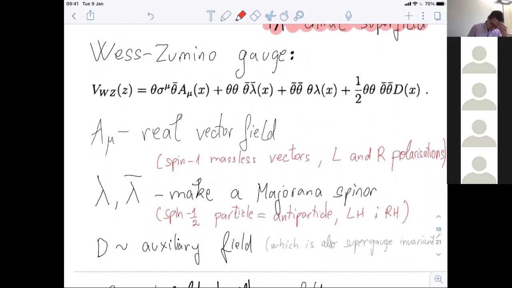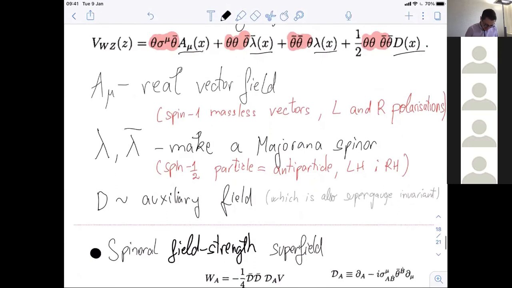So now you can do this gauge transformation and go to a very specific gauge. This is called the Wess-Zumino gauge, for example, and it will have these terms. Again, these are the expansion in theta and theta bar, and the components will be just ordinary fields. For example, this guy here is the real vector field, for example, the photon. So it's a spin one massless vector with left and right polarization. And this guy and that guy, they are a Majorana spinor. You have to make a Lorentz scalar, right? And this guy here is some auxiliary field.